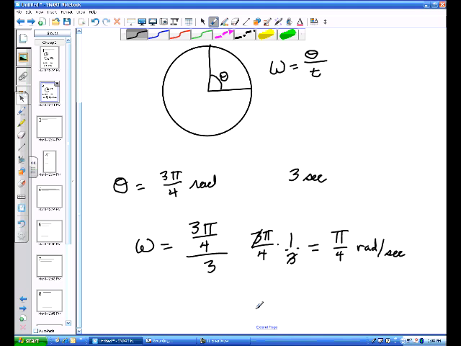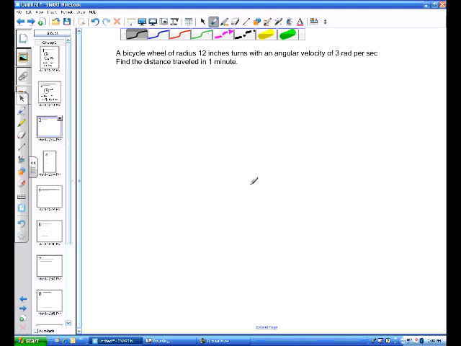And so we can find our linear velocity, which is how fast something on the edge is moving, and we can find our angular velocity, which really deals with how fast our point is turning from the center. Now let's look at some applications of this.